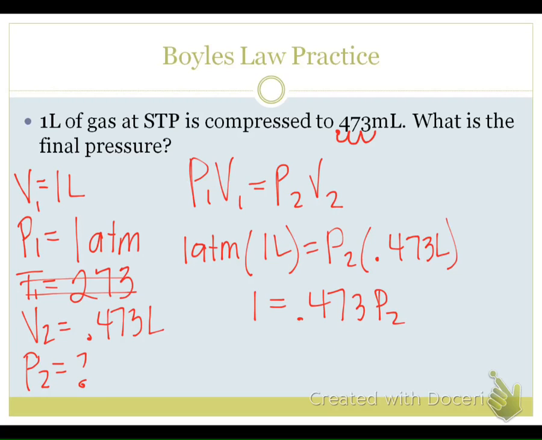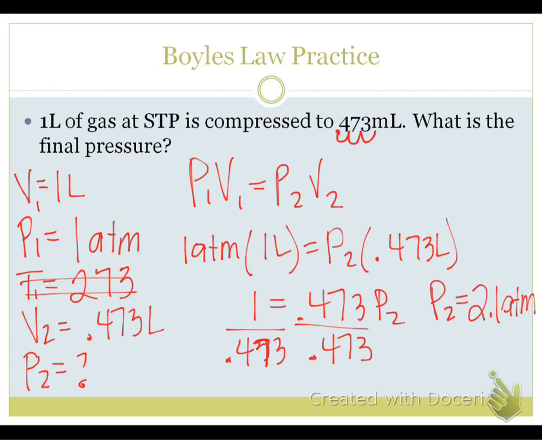To solve for P2, all we need to do is divide by 0.473. What did we get for our P2? 2.1, and our units should be atmospheres, since it's pressure. It especially has to match our original pressure unit.